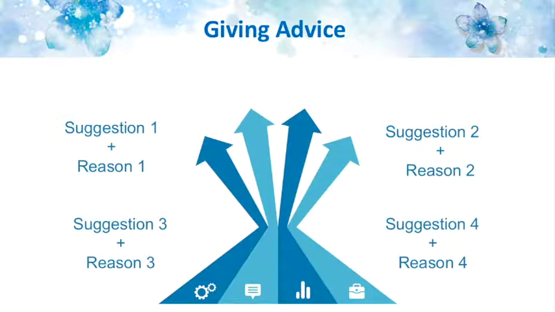The second type of free choice independent speaking question is asking you to give advice. You can give several suggestions with reasons, or 1 suggestion with 2 reasons. If the question only asks you to give 1 suggestion, then just give 1 suggestion.